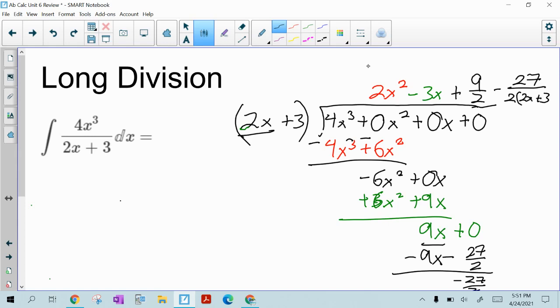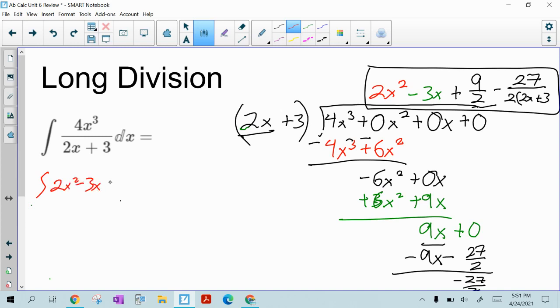And now you just integrate this expression here. So not incredibly difficult, but just be a little bit careful. So I'm going to integrate 2x squared minus 3x plus 9/2 minus 27/2 times 1 over 2x plus 3, and dx here.